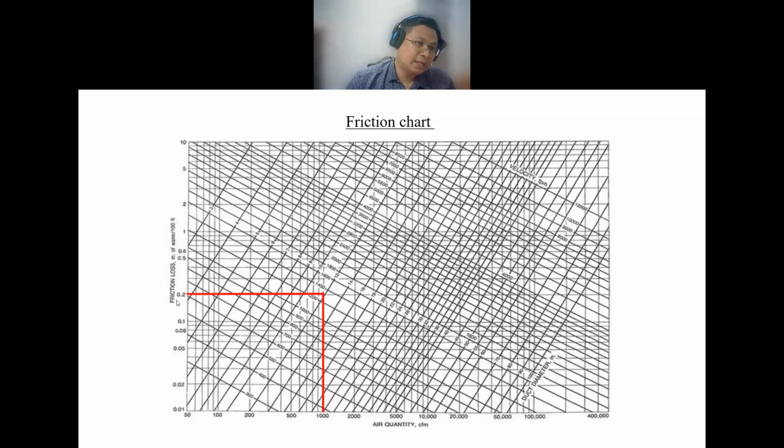Let's say we have 0.2 of friction, and the cross section air quantity is 1000 CFM. Then we can design the duct diameter. We can choose the duct diameter around here, maybe below 12, maybe around 11, it's not exactly 11, 11 something. This one is maybe close to 12 duct diameter.